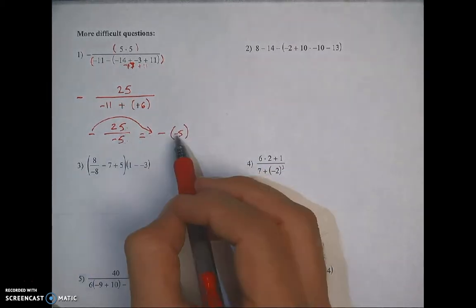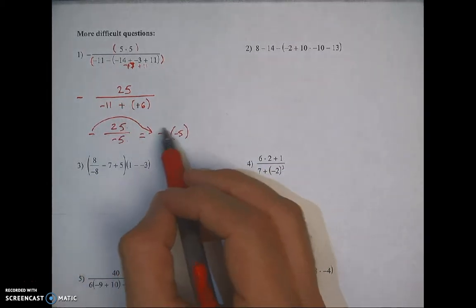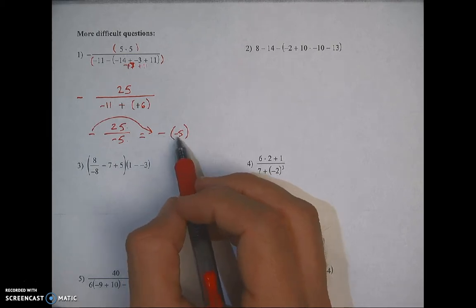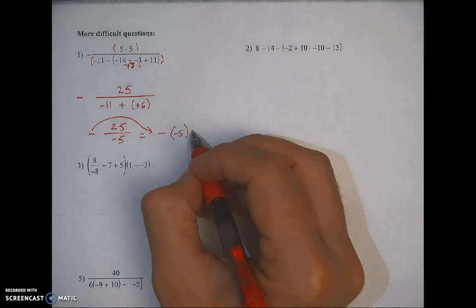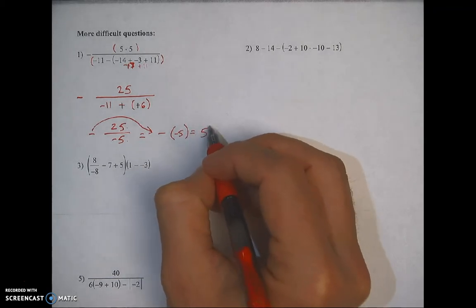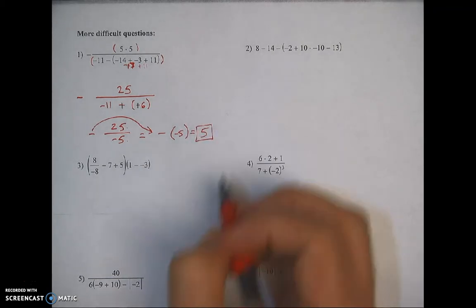Okay, so the division gave me -5, but this negative's still out front. So what do I do with that? It's basically like a -1 that you're going to multiply by this. Or just think, I have a negative. What do you think would happen if you had a negative? It would become a positive. It's basically multiplication.